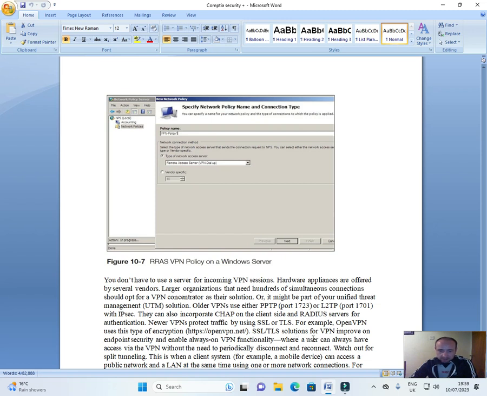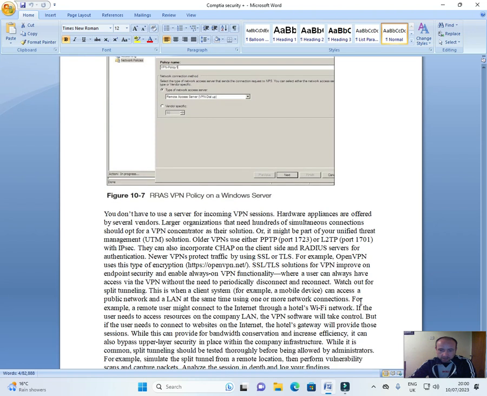SSL/TLS solutions for VPN improve on endpoint security and enable always-on VPN functionality, where a user can always have access via the VPN without the need to periodically disconnect and reconnect. Watch out for split tunneling. This is when a client system, for example a mobile device, can access a public network and a LAN at the same time using one or more connections.